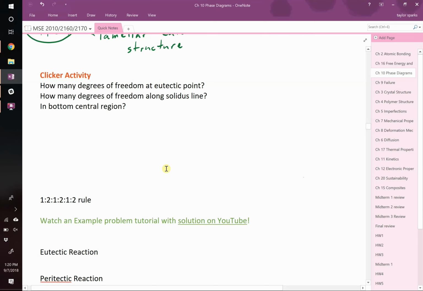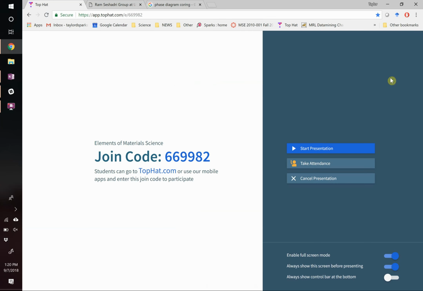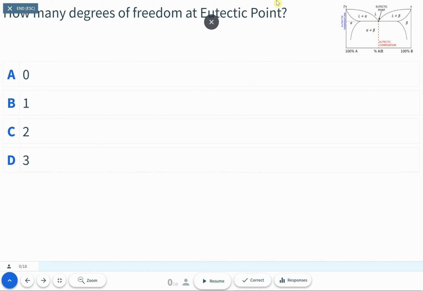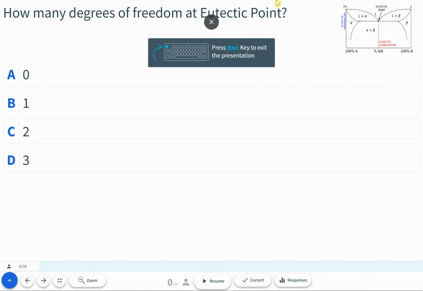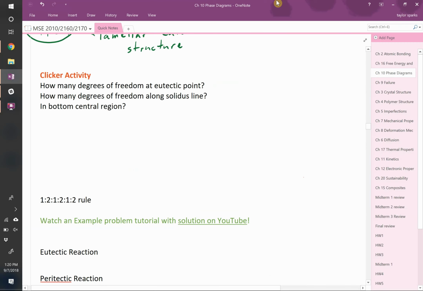Okay, all right, let's do some clicker questions on this. The question I have for you is, consider this same type of diagram. If I were to ask you to use Gibbs' phase rule, could you calculate how many degrees of freedom are present at the eutectic point? So let me remind you, if you've forgotten what Gibbs' phase rule is. Gibbs' phase rule says P plus F equals C plus N.